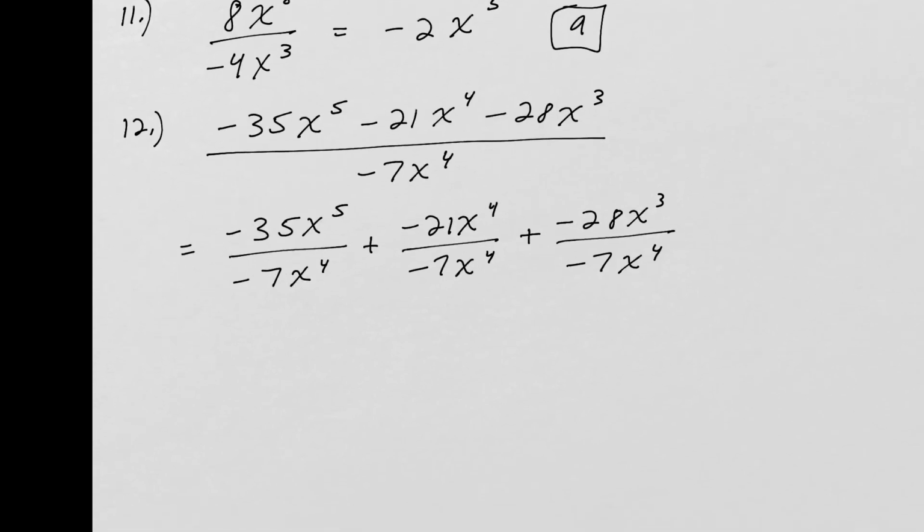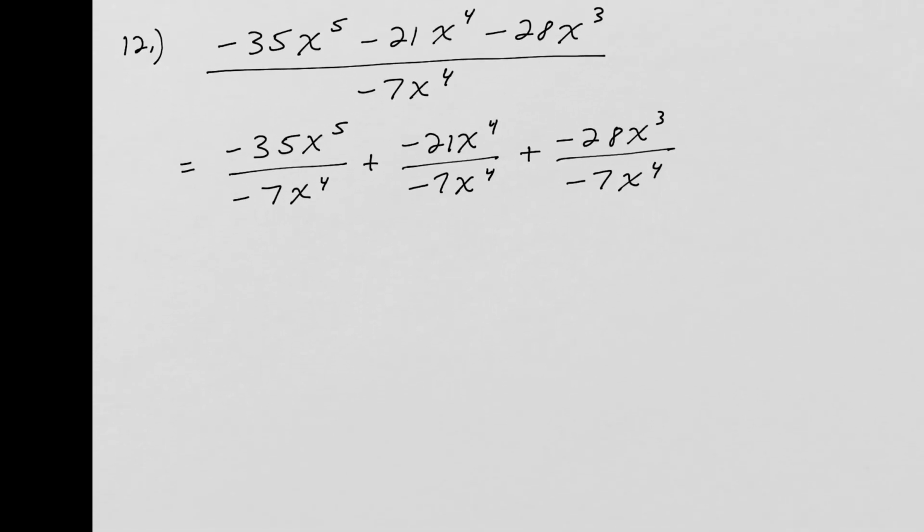Okay, so now we can simplify this, right? So what is negative 35 divided by negative 7? Well, that's going to be a positive 5. X to the fifth divided by x to the fourth. Remember, the rule is you subtract exponents. So 5 minus 4 is 1. So I just write this as x. Plus negative 21 over negative 7 is positive 3. And then x to the fourth over x to the fourth is x to the 0, but that's just 1. Or the other way to think about it is these are going to cancel, right, and give you a 1.